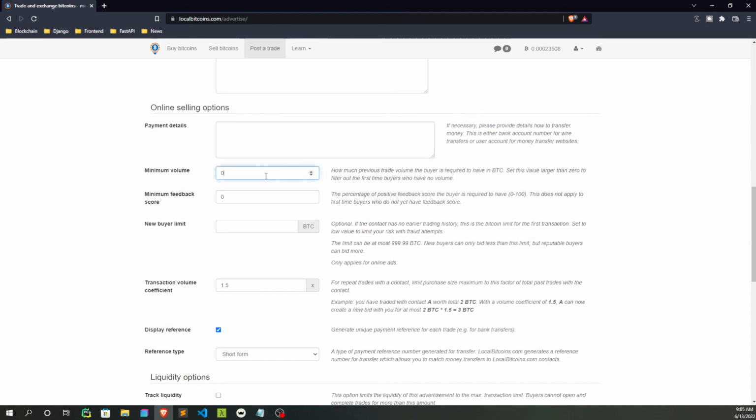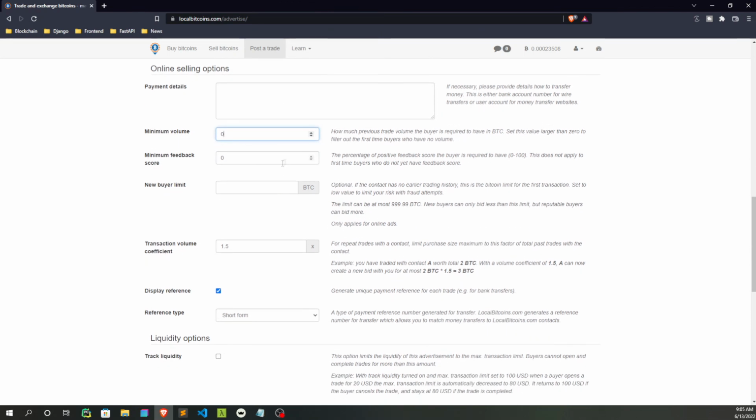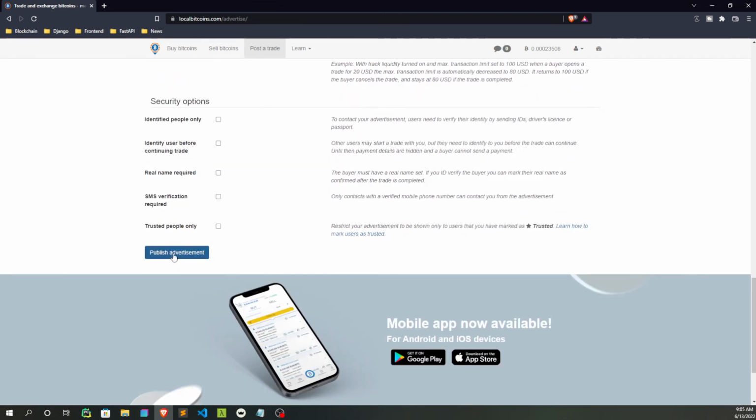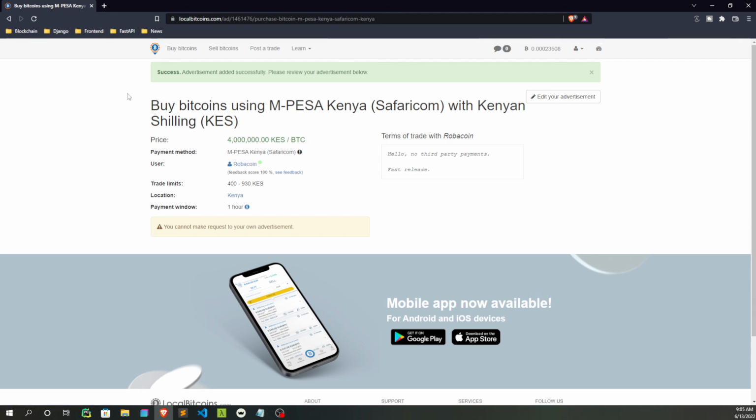Now you can filter how much volume prior they need so that they can buy from you. The minimum feedback score, for example, I told you when you're leaving a feedback score, it can affect the user and they may not be able to trade again. And once you have all this set, you can publish your advertisement. And now our advertisement is on.